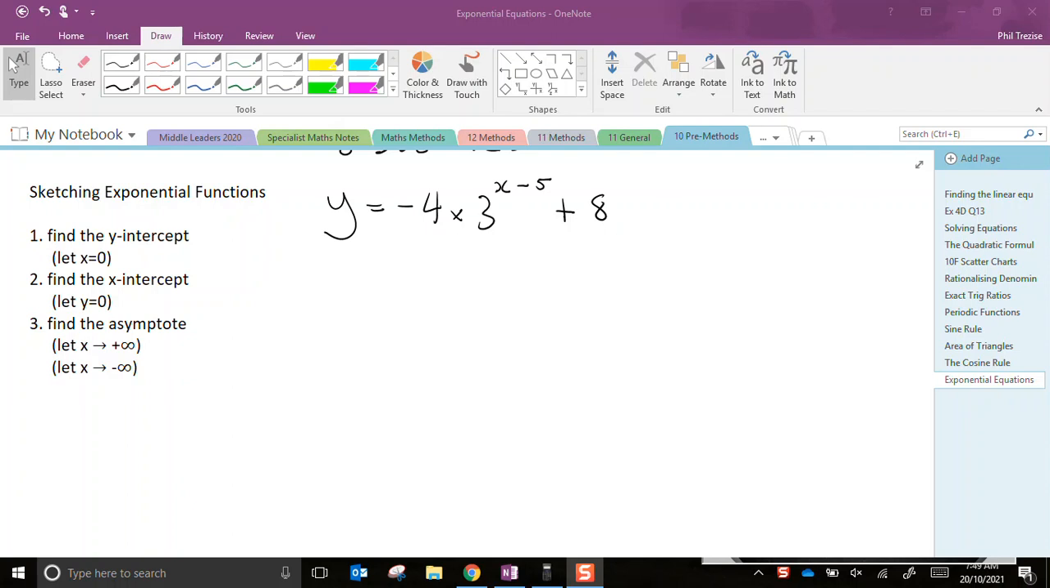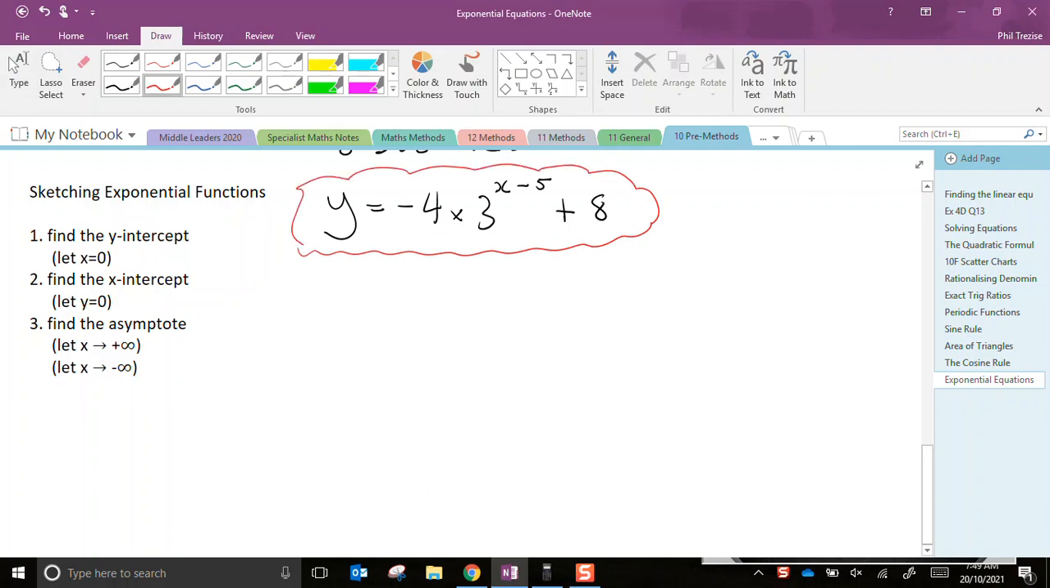Hi everyone. This screencast is going to be about how we sketch exponential functions. So I've got a function here that we're going to use as a demonstration. y equals -4 multiplied by 3 to the power of x take 5, plus 8. So we're going to take a three-step approach.